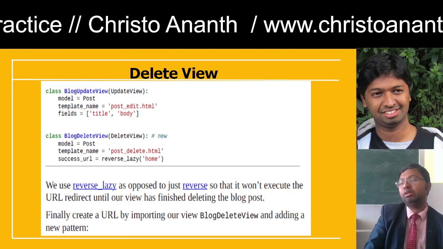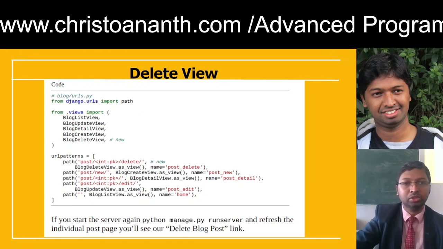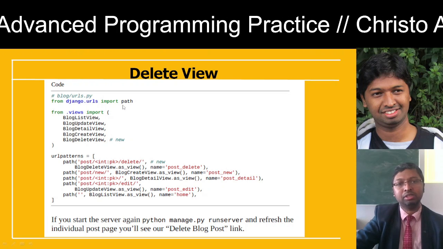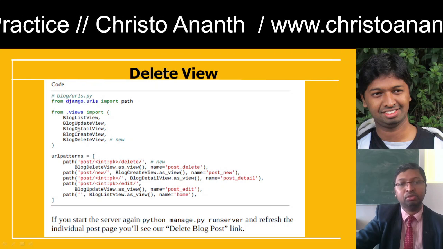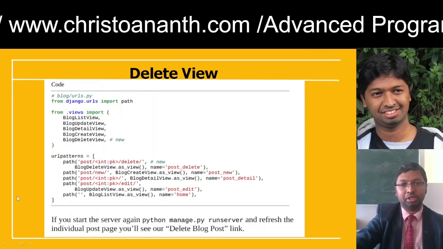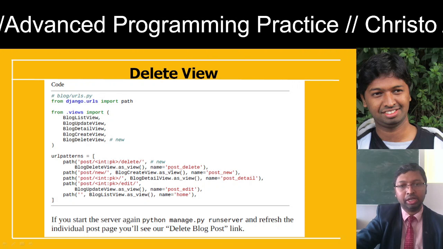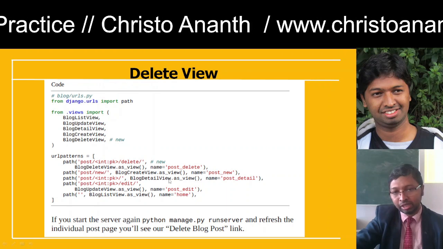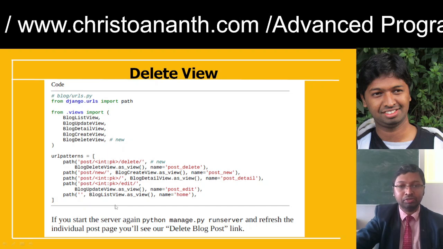Okay. So finally you have to create the URL by importing the blog delete view. This is the thing that you are going to add. So blog slash urls.py: from django.urls import path. From .views import BlogListView, UpdateView, DetailView, CreateView, and finally the new one, BlogDeleteView. So the URL patterns, you'll have post, primary key, BlogDeleteView, name equal to post_delete. So you'll have BlogCreateView.as_view, BlogDetailView.as_view, BlogUpdateView.as_view, and finally BlogListView.as_view.